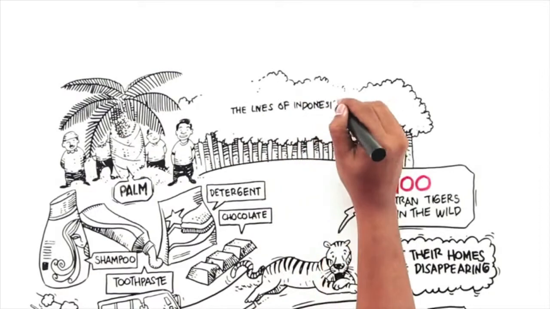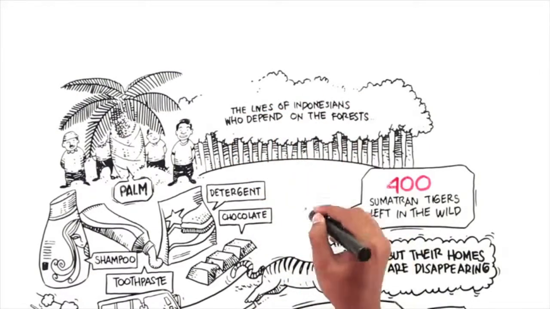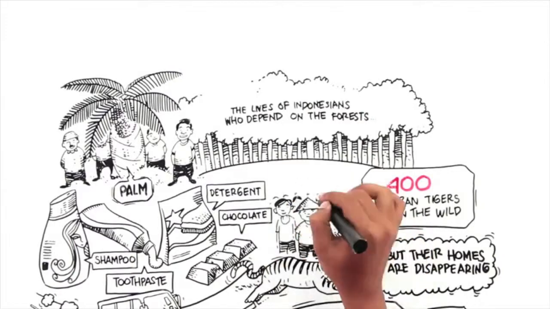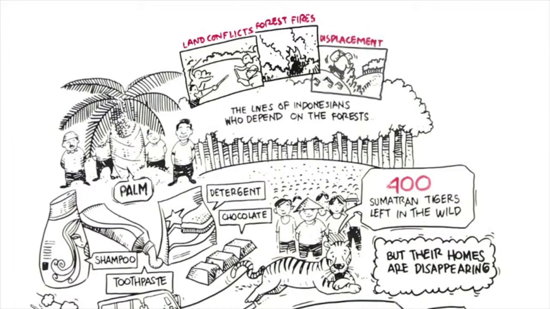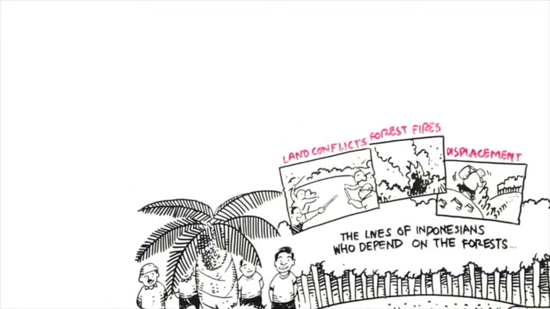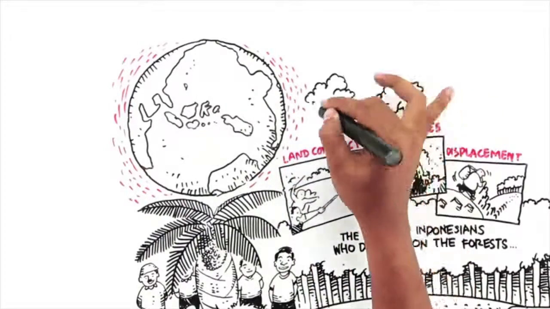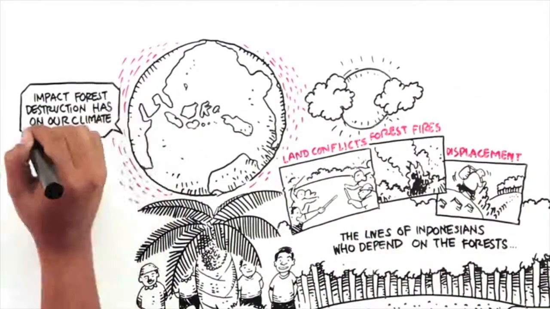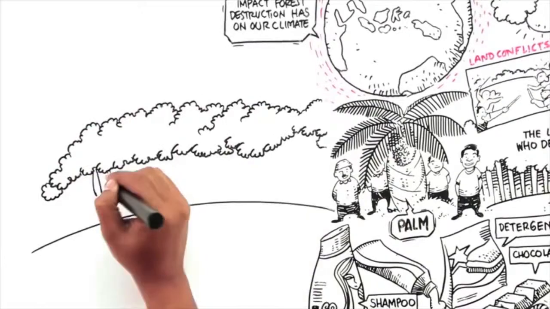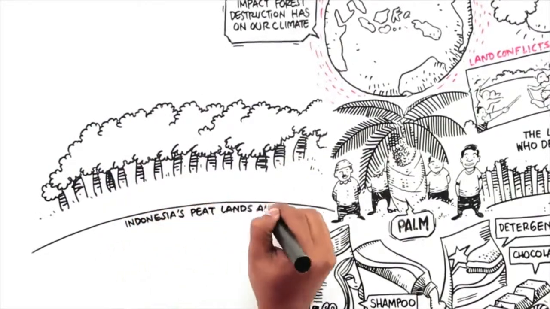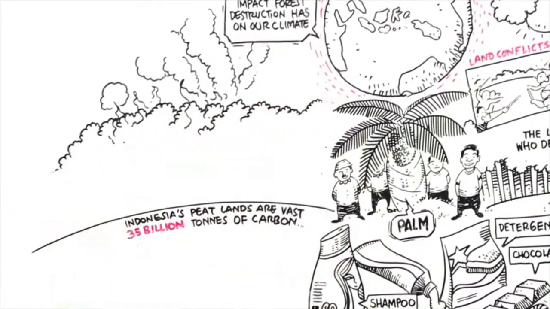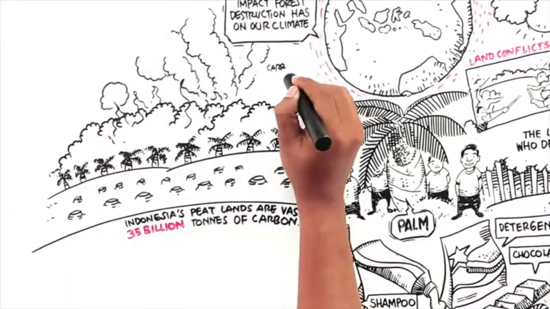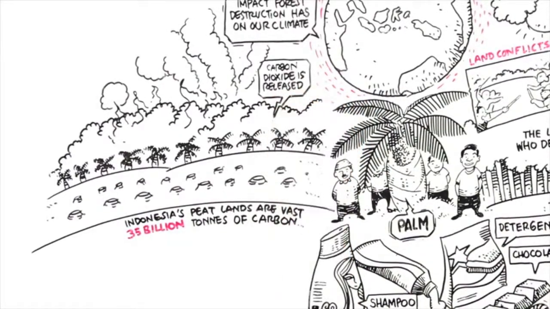The lives of millions of Indonesians who depend on the forests are also changing beyond recognition. From land conflicts to forest fires and displacement. And that's not to mention the impact forest destruction has on our climate. Indonesia's peatlands are vast, storing about 35 billion tons of carbon. When they're drained, burned, and replaced by plantations, the conditions are set for devastating forest fires, and stored carbon dioxide is released into the atmosphere.